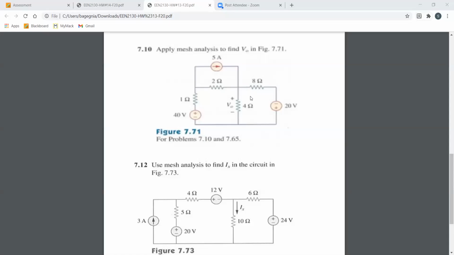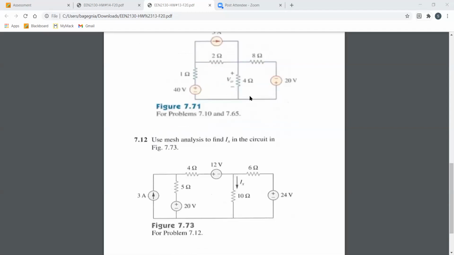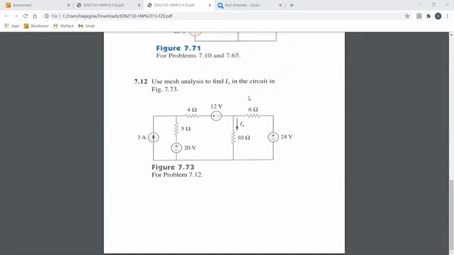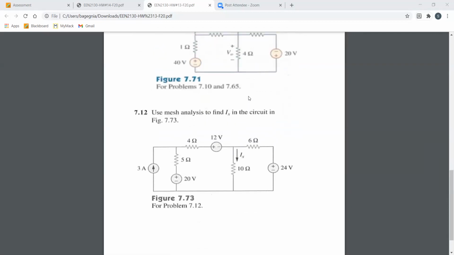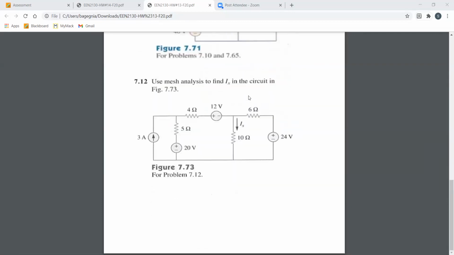How about the mesh? Are you comfortable with the mesh here? Can we go over one of them? Yeah, either one of those. Okay, let's go over number 12 here.